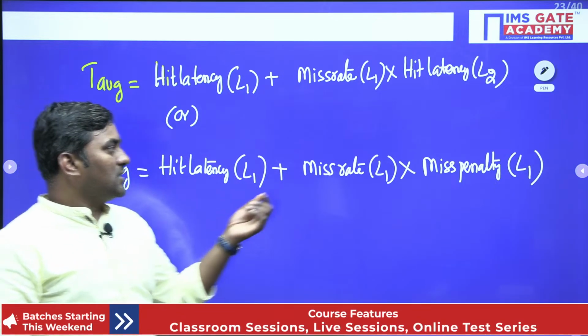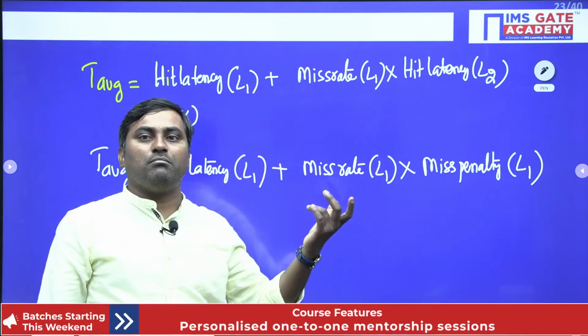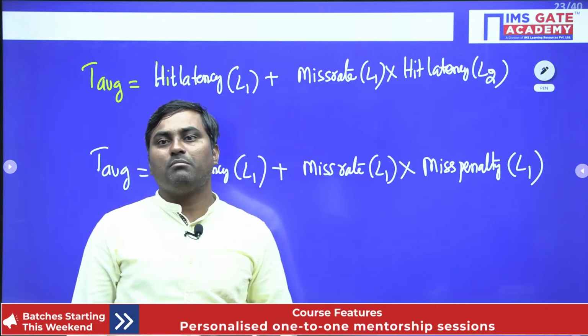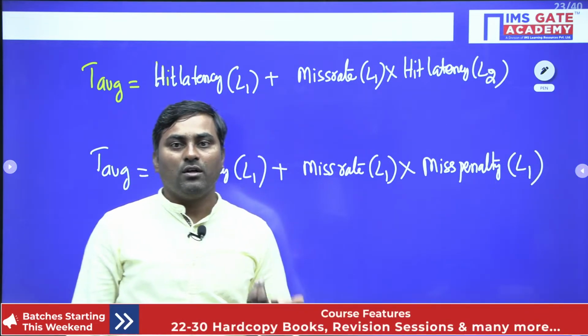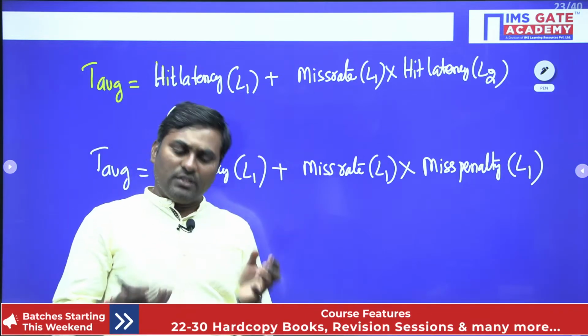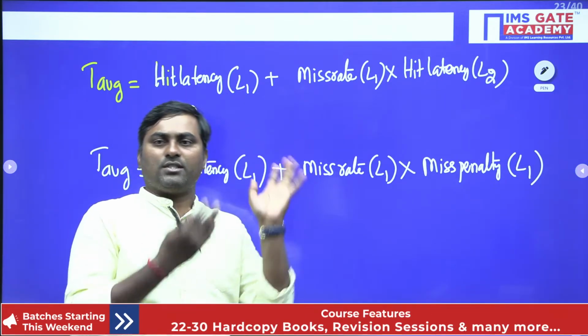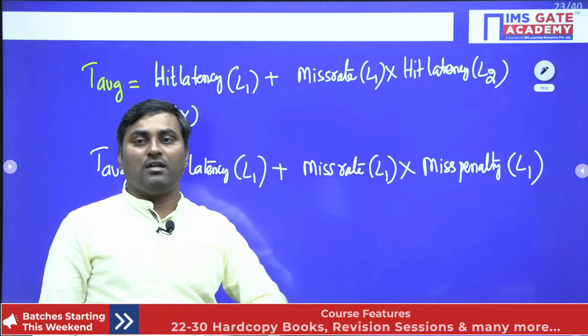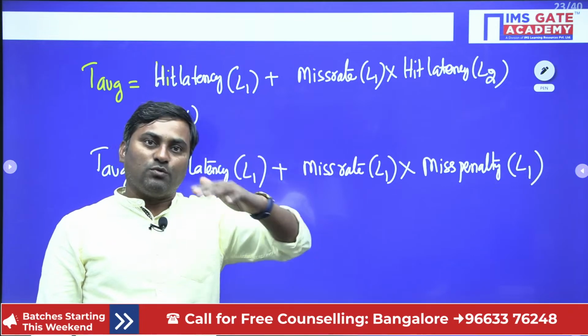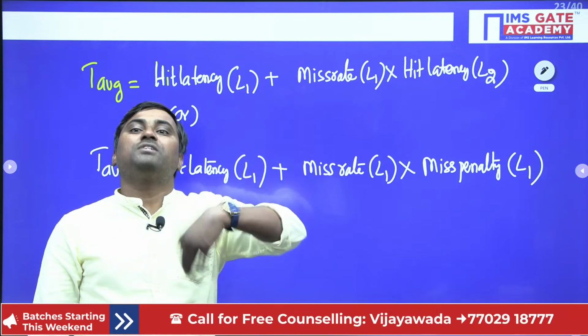Try to understand the terminology which I used, because sometimes in the questions, especially GATE questions, the terminology they use we should not misunderstand. What I am trying to say: when there is a hit in level 1, only T1 time is required to access it. If a miss occurs in level 1, H1 is the hit rate, write it down all of you, and 1 minus H1 is the miss rate of L1.